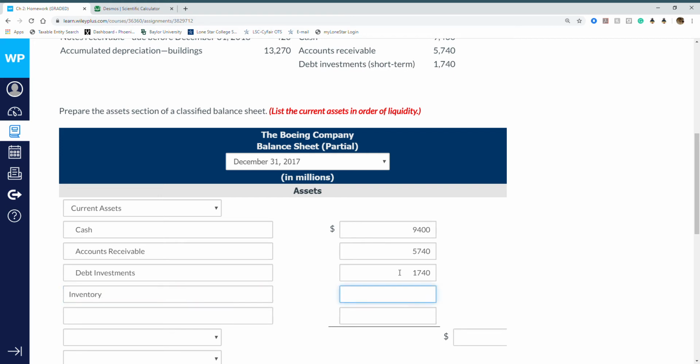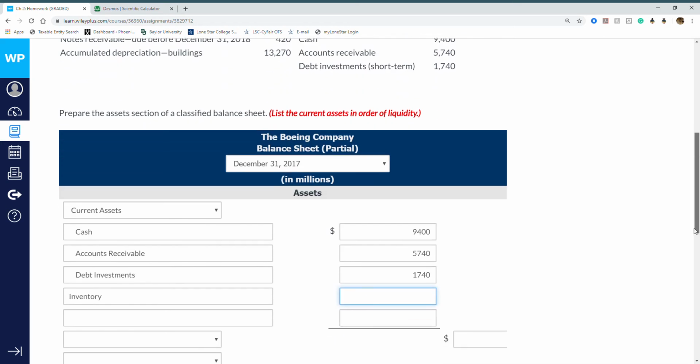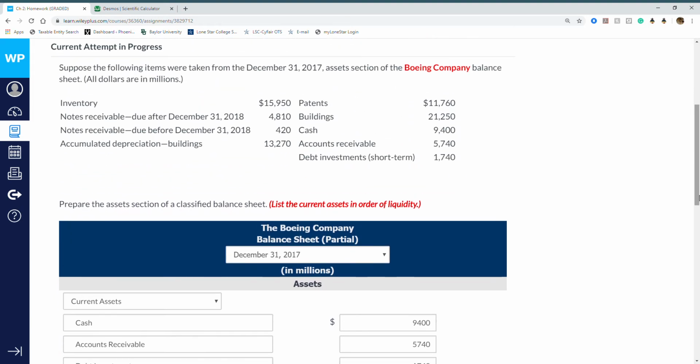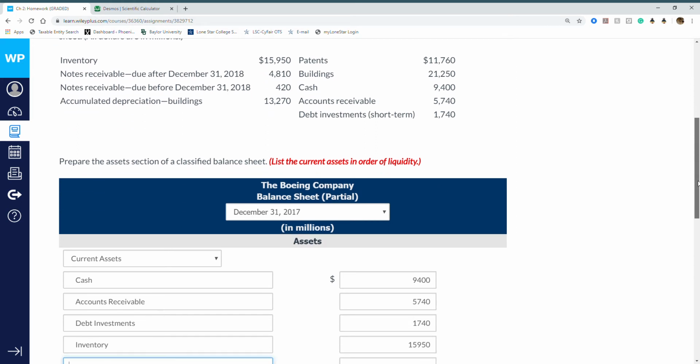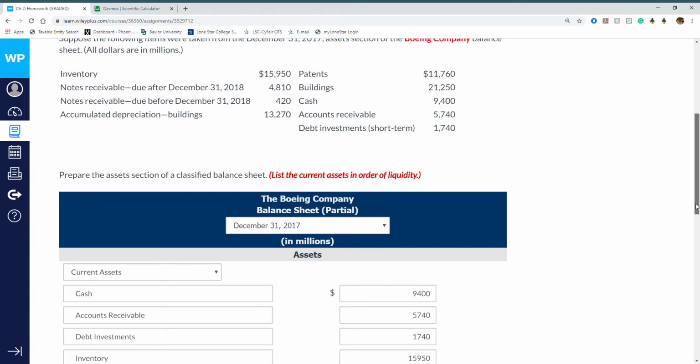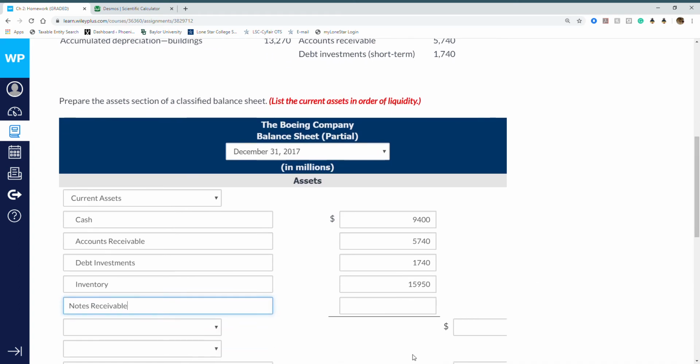Inventory, and that was 15,950. And then finally, we have one more blank, and we have actually two notes receivable. We want to do the ones that are before 31st of 2018 because they actually are within a year. So that's the note receivable that we're going to use. So note receivable due before 4/20.